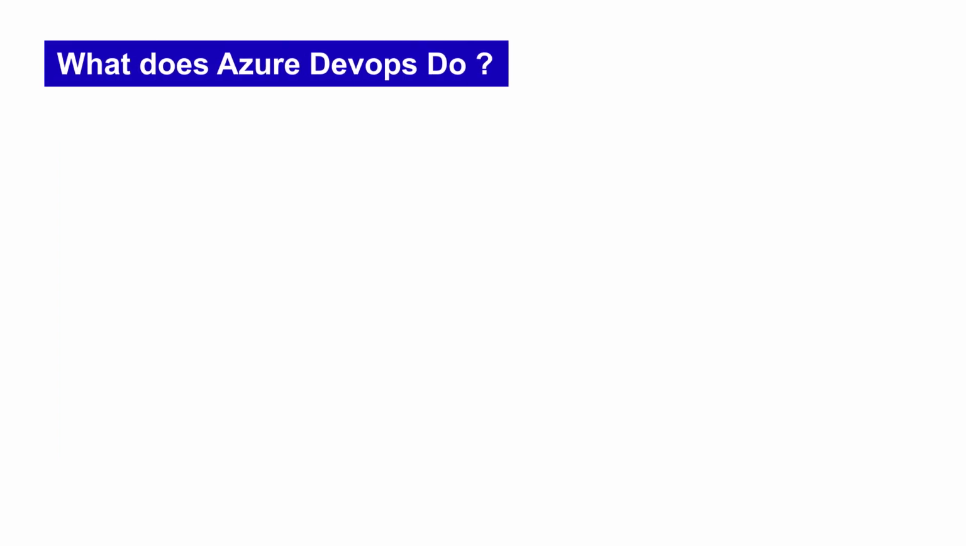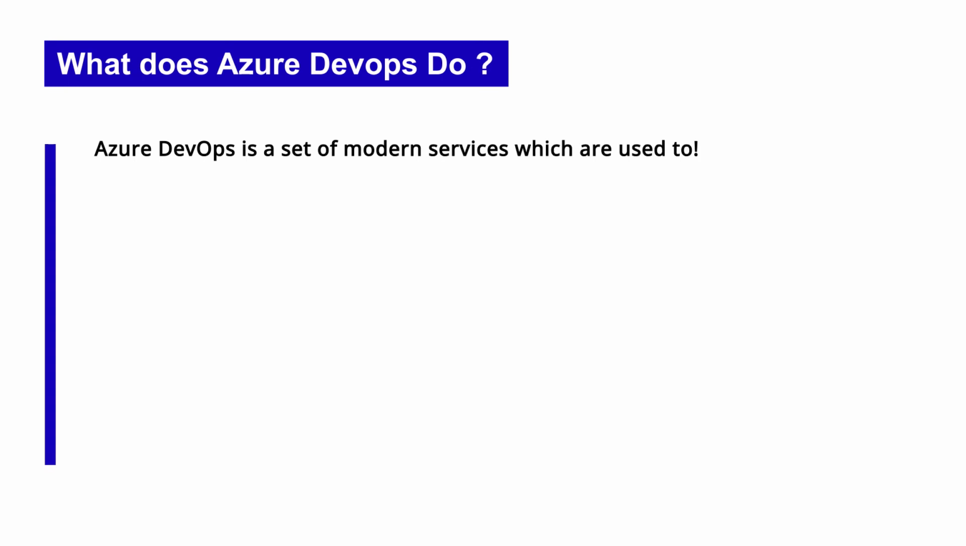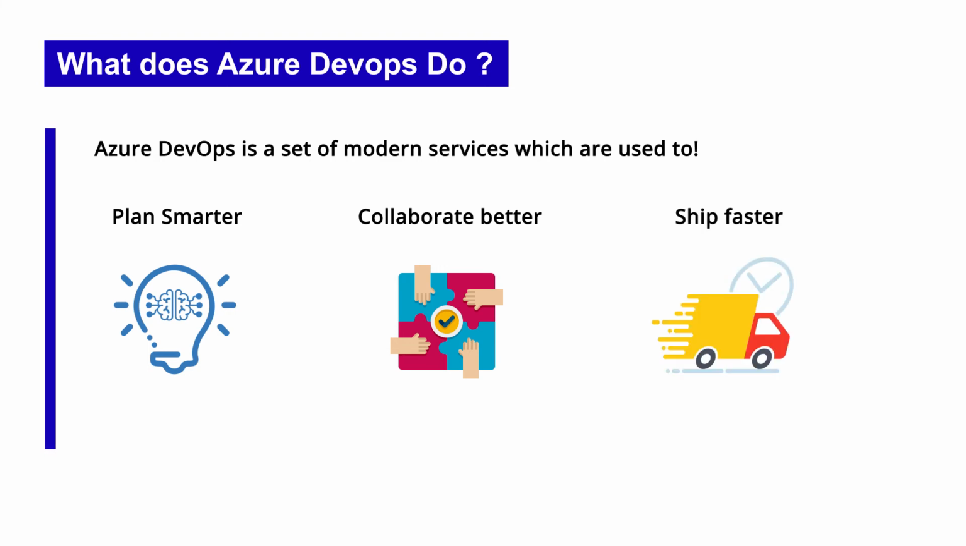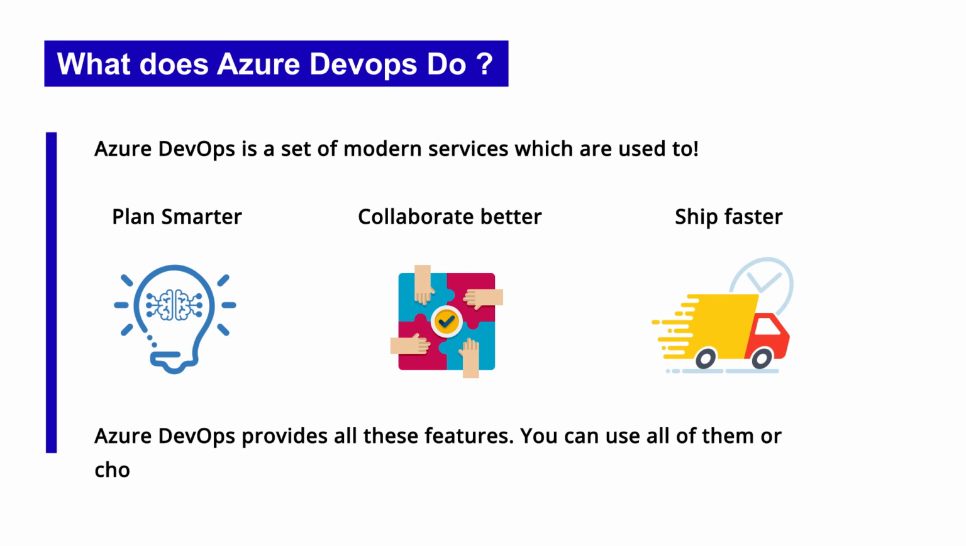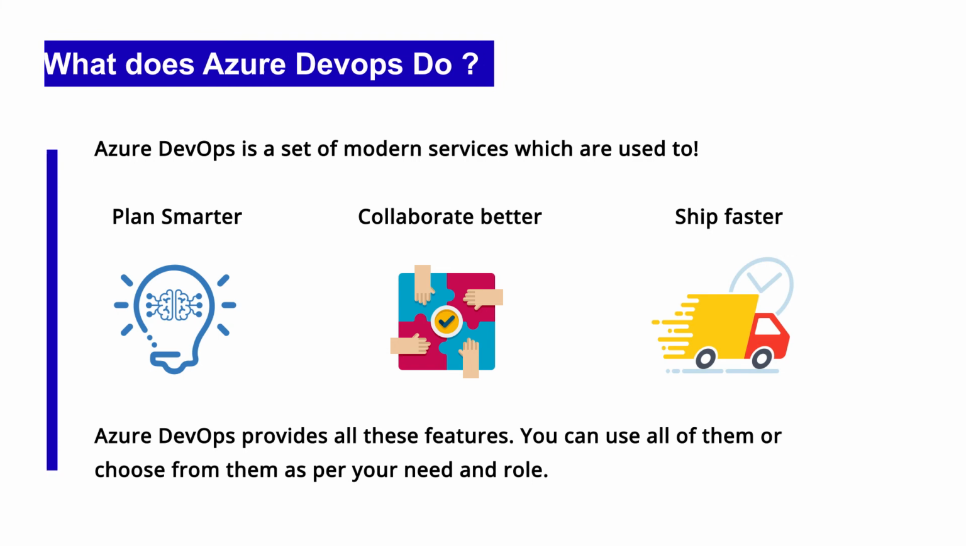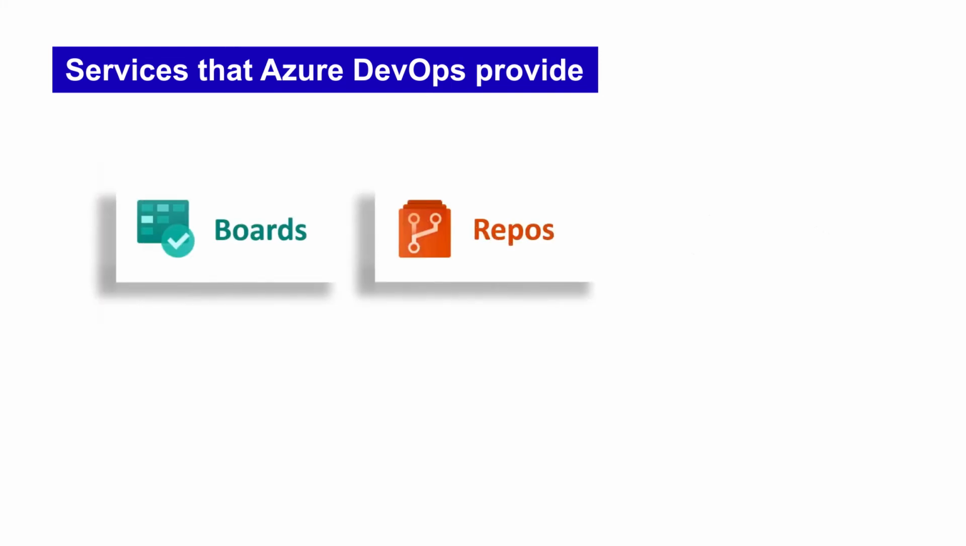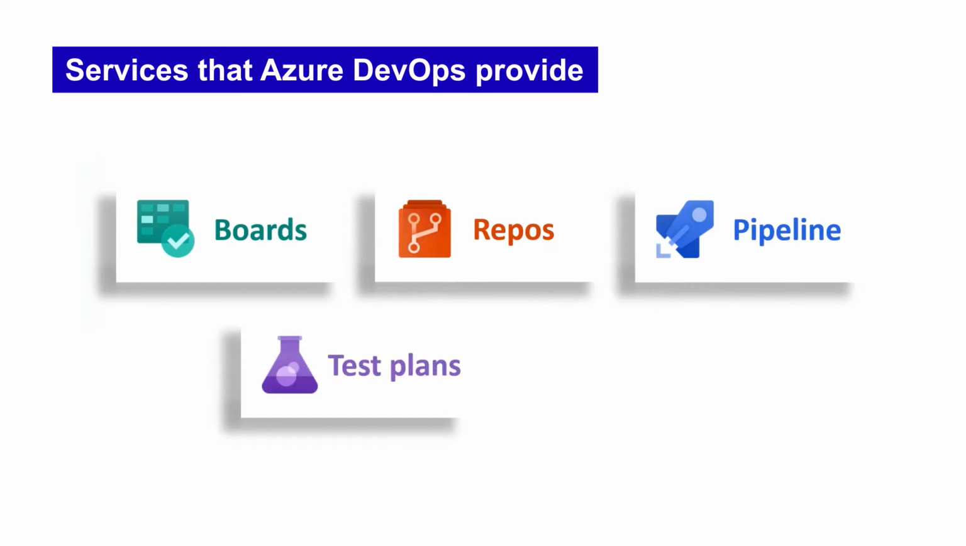What does Azure DevOps do? Azure DevOps is a set of modern services which are used to plan smarter, collaborate better, and ship faster. Azure DevOps provides all these features. You can use all of them or choose from them as per your need and role. Services that Azure DevOps provides: first one is Boards, second is Repos, third is Pipelines, fourth is Test Plans, and the last is Artifacts.